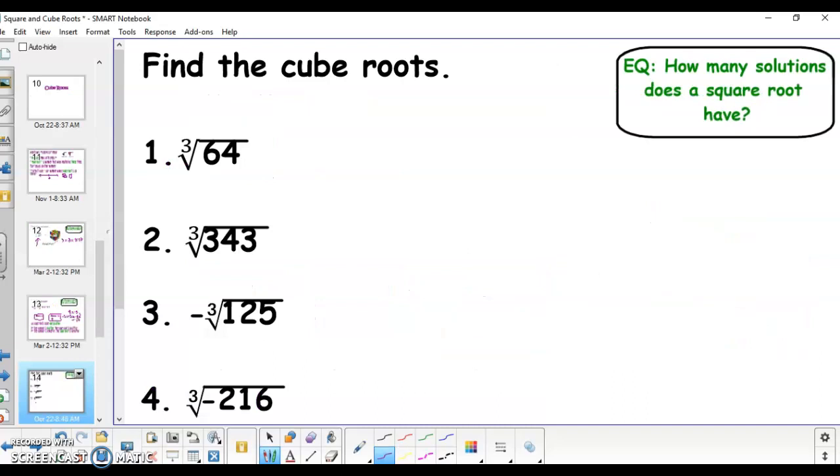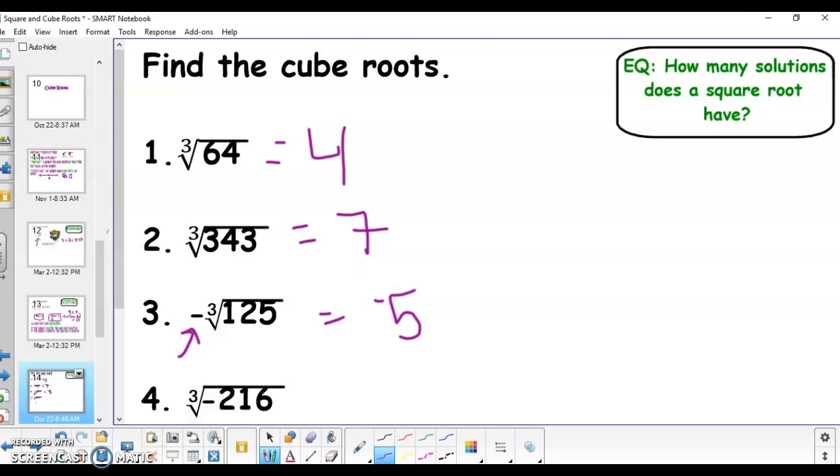Take a moment and pause the video and try these. I will continue. What is a number multiplied to itself 3 times to get me the cube root of 64? 4. Number 2, cube root of 343. 7. Cube root of 125 is 5, but I see that negative on the outside. So let me just go ahead and add the negative with my final answer.